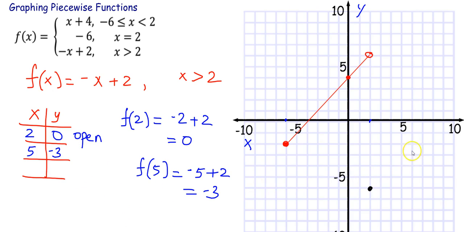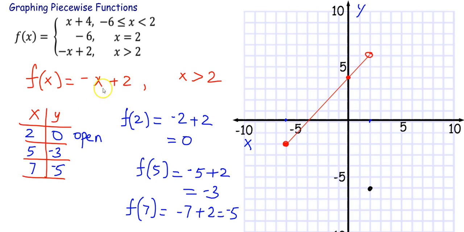One more point, let me take 7 or anything. For 7, f of 7 is equal to -7 plus 2, which gives you -5. And all the way it goes. You can take any x values that are greater than 2. Let us plot these points in our graph.